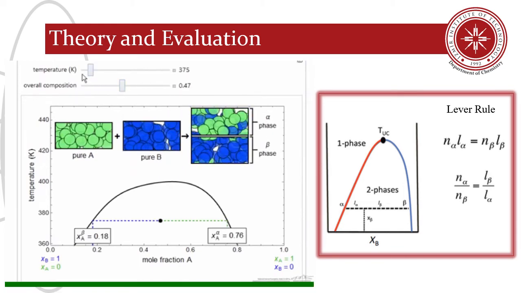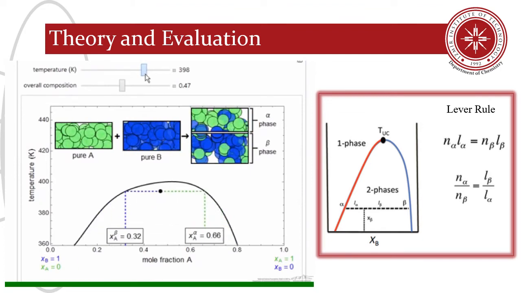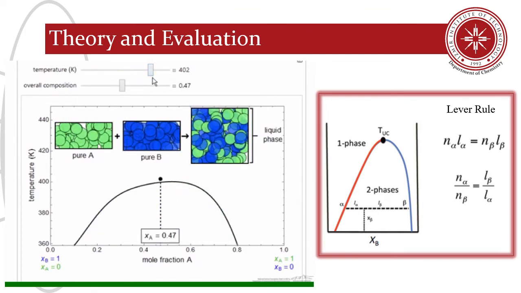Now, at higher temperatures, of course, at high enough temperatures, we only have one phase. And as we raise the temperature, the composition range where we have phase separation, partial miscibility, decreases. So hopefully by using this simulation, you get a better idea of the behavior of two liquids that are only partially miscible.